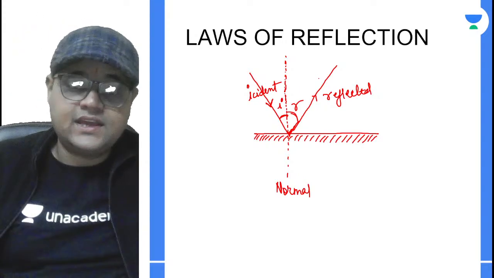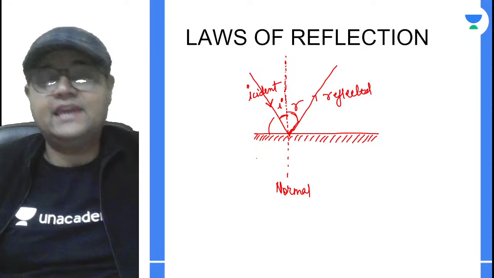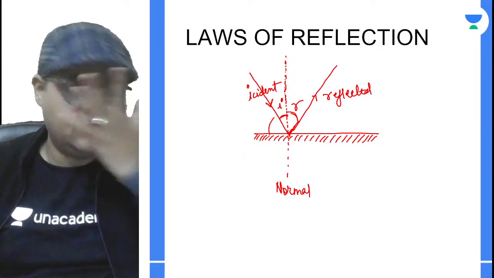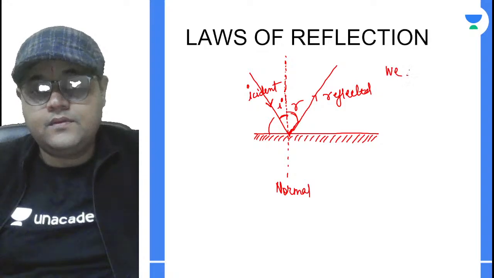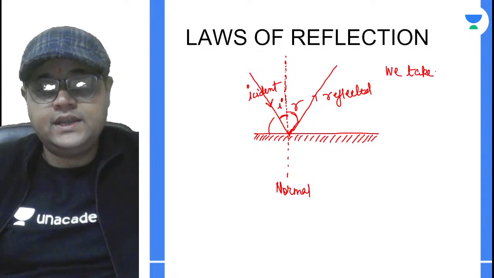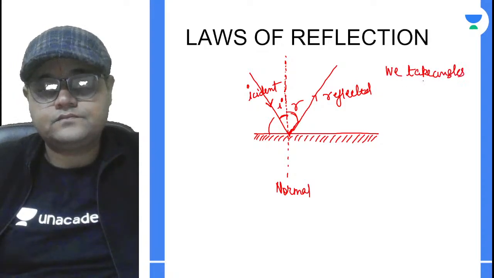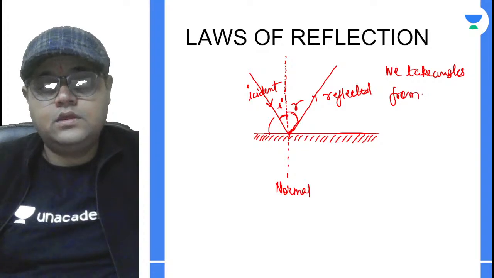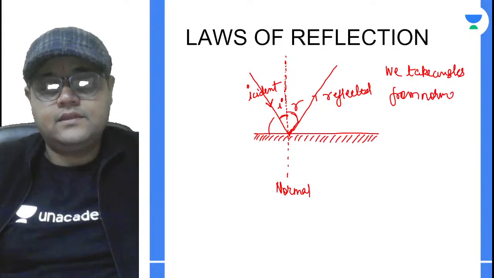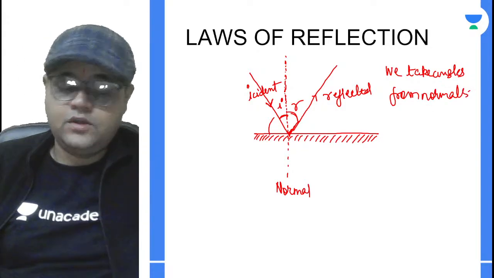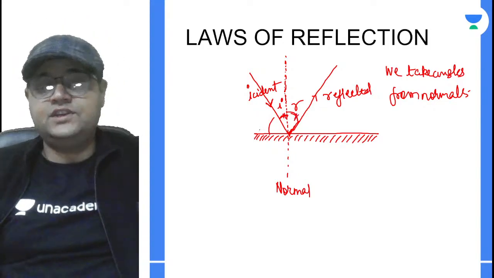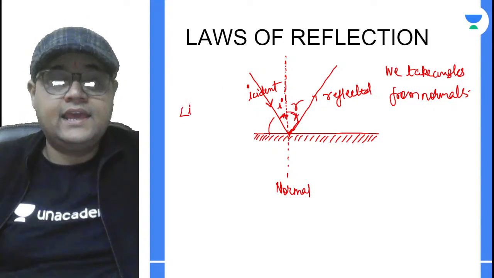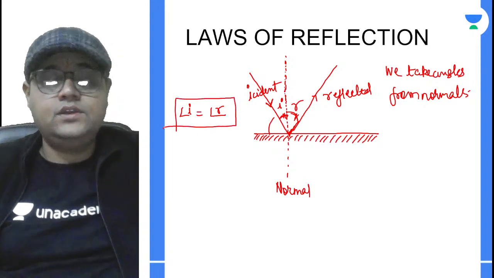Many students make this mistake. You don't have to take this angle as the incident angle. No, the angles are always taken from the normal. Just make a note of this point. We always take angles from normals. So this is the angle of incidence, this is the angle of reflection, and angle I is equal to angle R. This is what the law says.